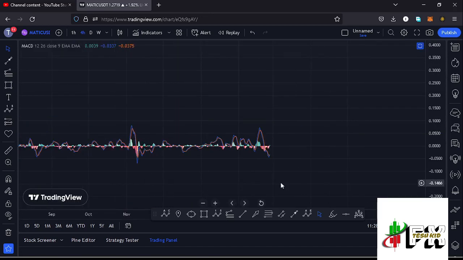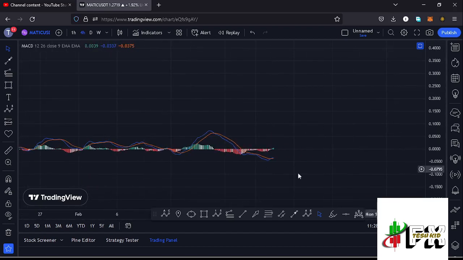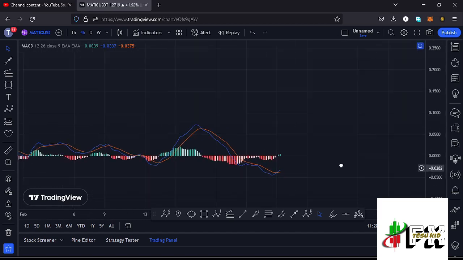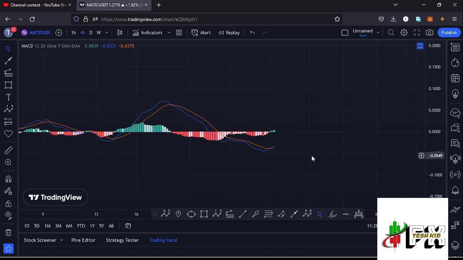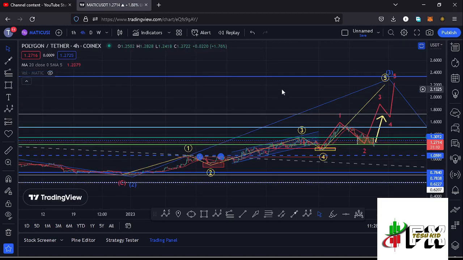Also taking a look at the MACD, we have been able to print a bullish cross here on the 4-hour MACD, which is an indication that soon we might start gearing up in the formation of that higher Elliott wave count 3, and also expect an increase in the buying momentum here on the MACD to fully confirm that. So let's be patient and see how that plays out, and I'll be keeping you updated.